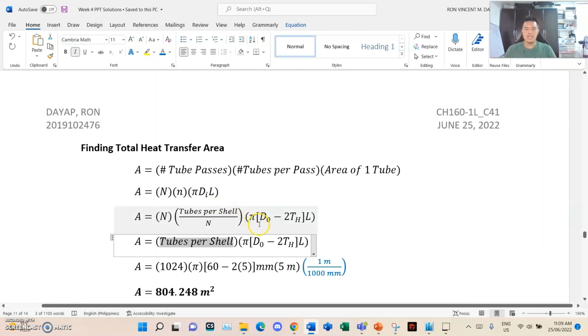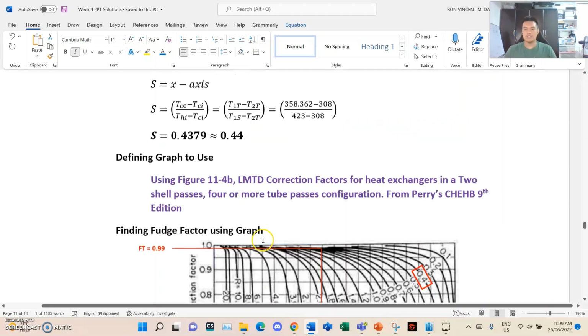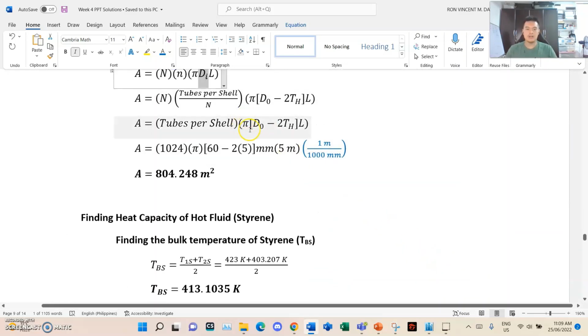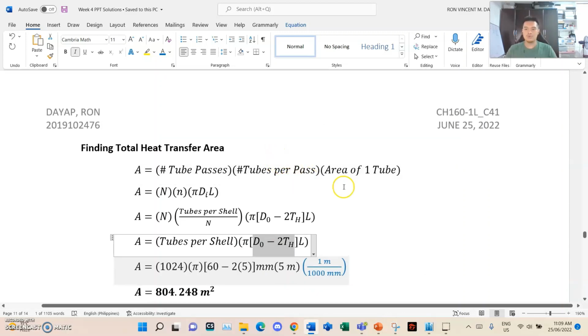Therefore, substituting everything, we need the inner diameter. However, we're not given the inner diameter, we're only given the external diameter. Since we're already given the thickness, going by the equation I mentioned earlier regarding thickness and diameter, I would use this formula. Essentially it's just 50 millimeters of inner diameter, but doing so properly in a mathematical way, it is substituting based on the given data.